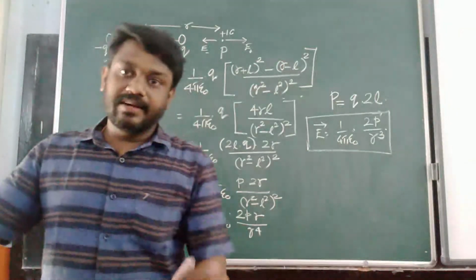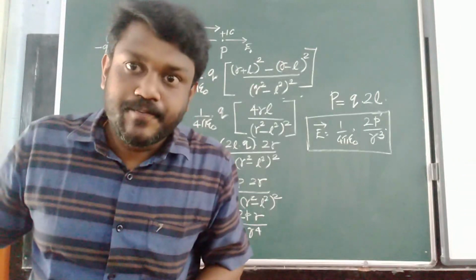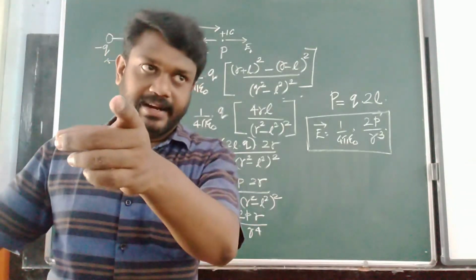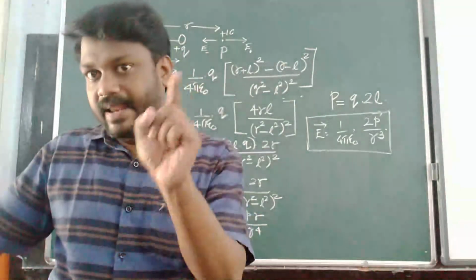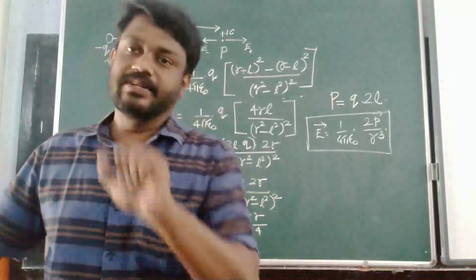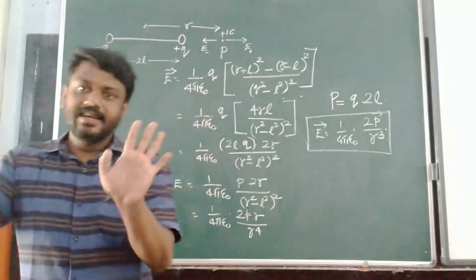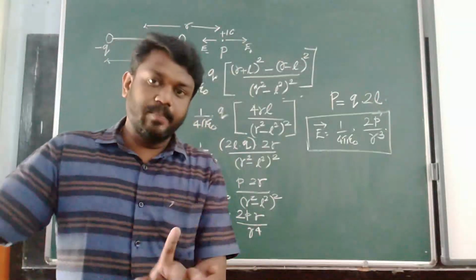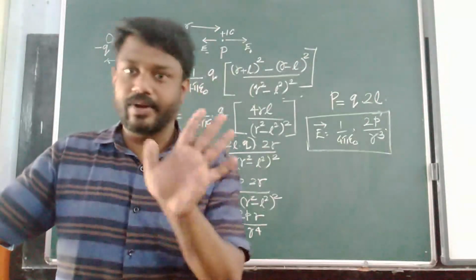Remember, finally the electric field intensity is acting along the direction of the electric dipole moment, that is from negative charge to positive charge. So, that is the field intensity due to a dipole along its axial point.